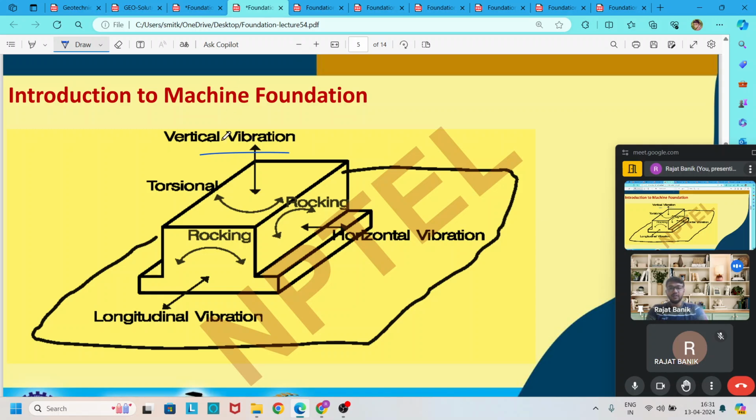So these are the different types of vibration. In a 3D body, there are only six types of vibration: vertical, horizontal, and longitudinal, which depend on the axial deformation of the body, and then rocking, torsional, and pitching vibration, which depend on the rotational deformation of the body.